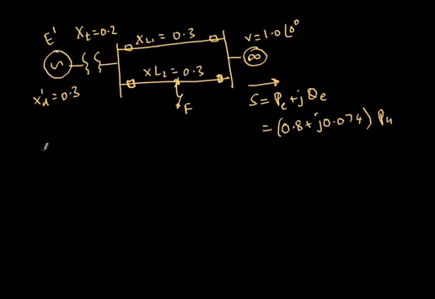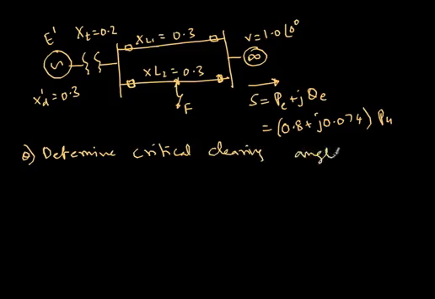Finally, the question being asked is to determine the critical clearing angle. When this fault occurs, the rotor of this generator accelerates, and at how much angle should we isolate the fault so that the machine still remains in synchronism with the infinite bus? So let's get started with that. First, how do we solve this?